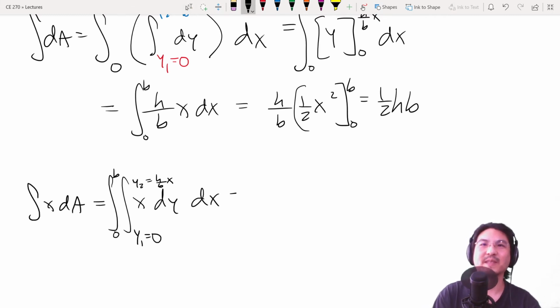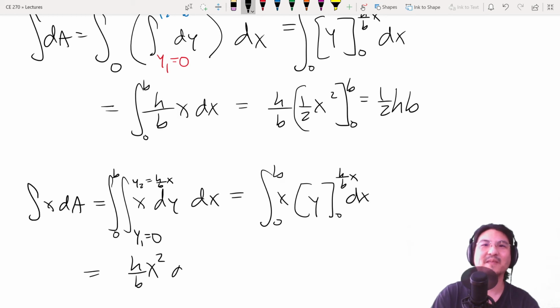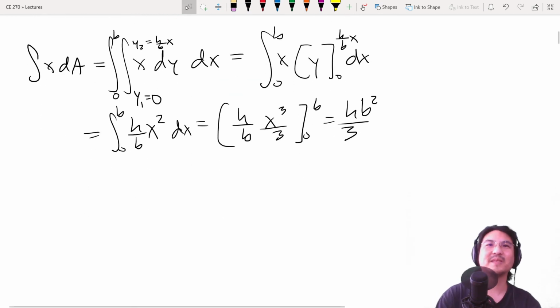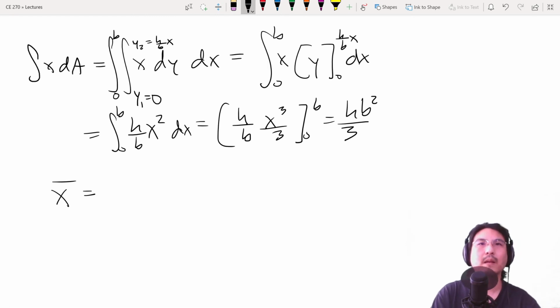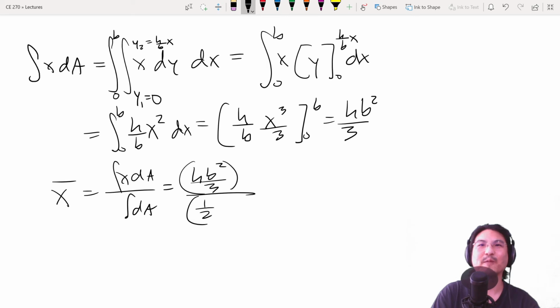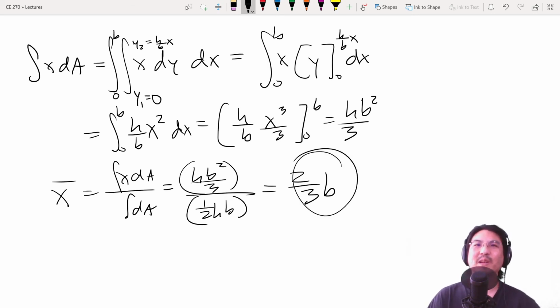And then let's do the integral. We're integrating y, so we don't care about x. So integrating dy becomes y. Let's evaluate y. That's h over b x times the other x. Let's integrate this from 0 to b. So that's h, well there's a 3, and then b cubed over b squared. So that means h b squared over 3 is the numerator. The denominator was half h times b. So that becomes 2/3 b. So there you go, that's the location of the x component of the centroid.